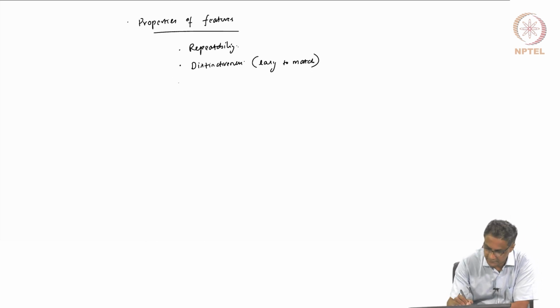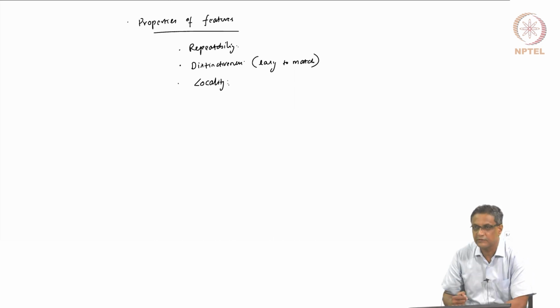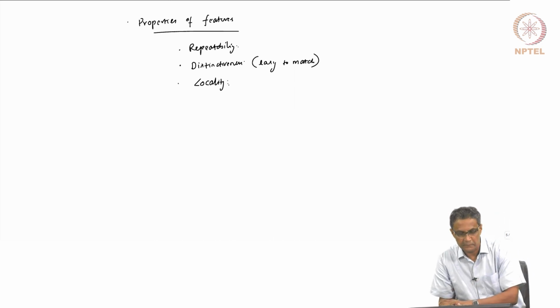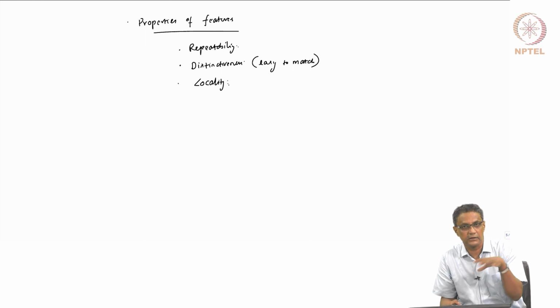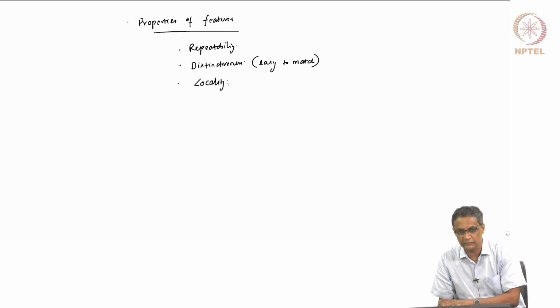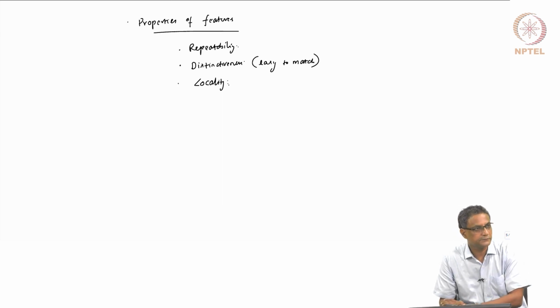Then locality. Normally we expect these features to be local. We don't want something like PCA, which is more or less a global kind of feature. PCA can also give you features, but that's more like a global feature. Most of the time, why do you think that a global feature is not a good idea?